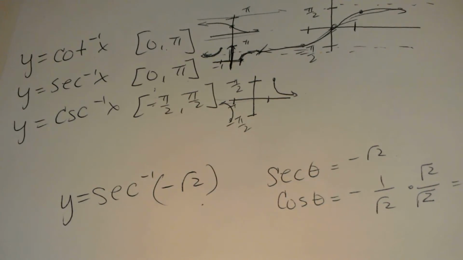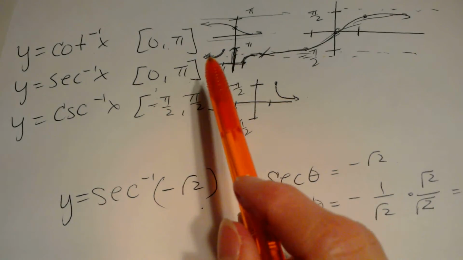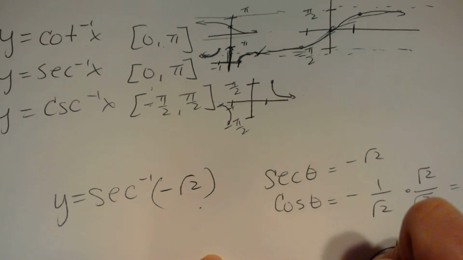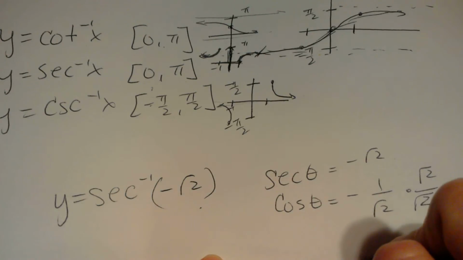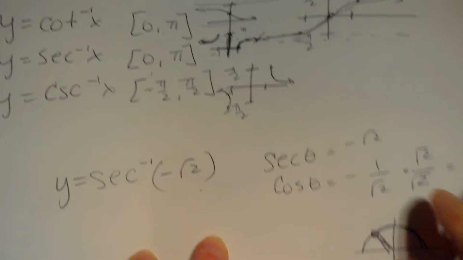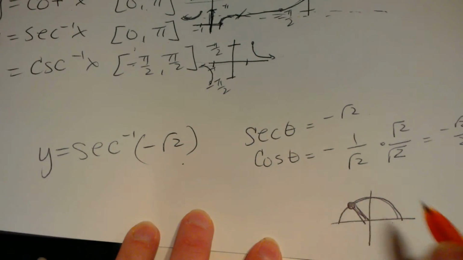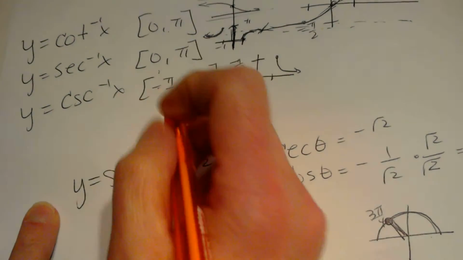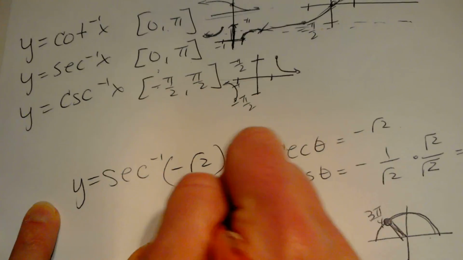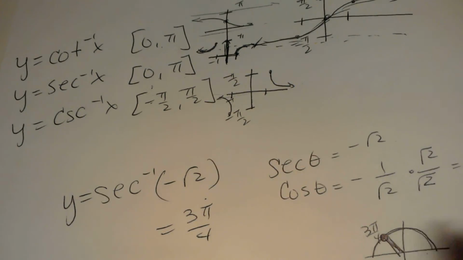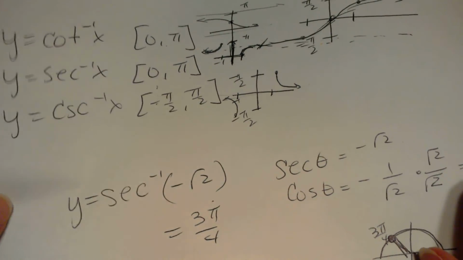Okay, so cosine is between, we said, 0 and pi. So if we're looking between 0 and pi, when does that give me negative root 2 over 2? We just did that one a minute ago. It's right here, at 3 pi over 4. So this would give us 3 pi over 4. On all of these, we're just going back: what are the angles that give us this sine, cosine, or secant?